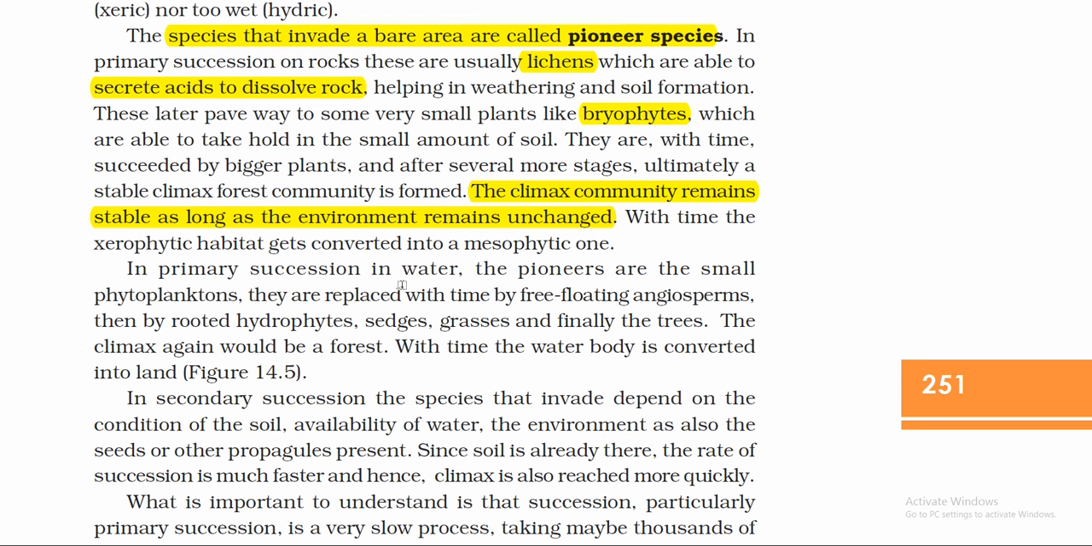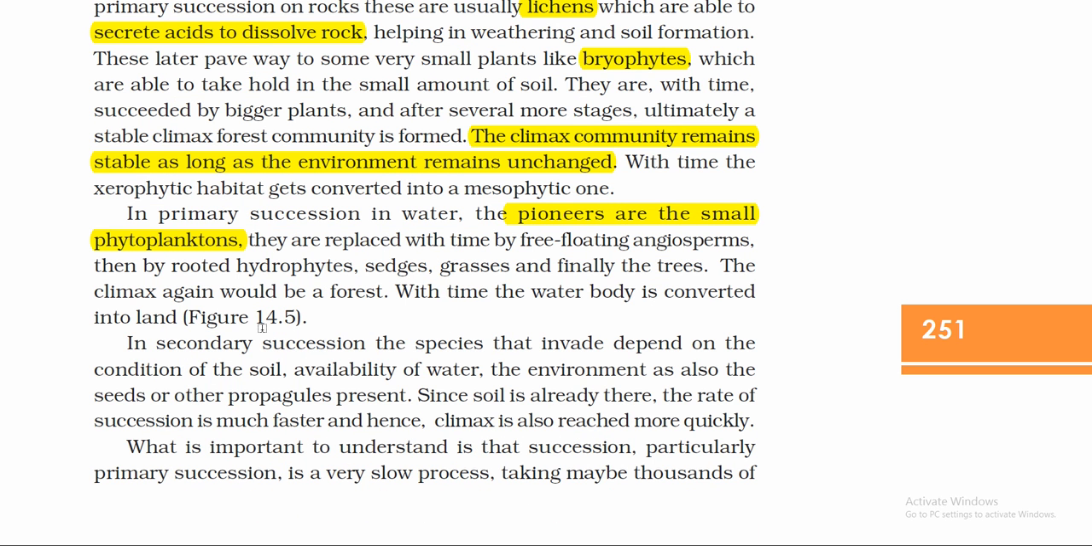In primary succession in water, the pioneers are the small phytoplanktons. They are replaced with time by free-floating angiosperms, then by rooted hydrophytes, sedges, grasses, and finally the trees. Who are the pioneers? Pioneers are the small phytoplanktons in the water. With time, the water body is converted into land.